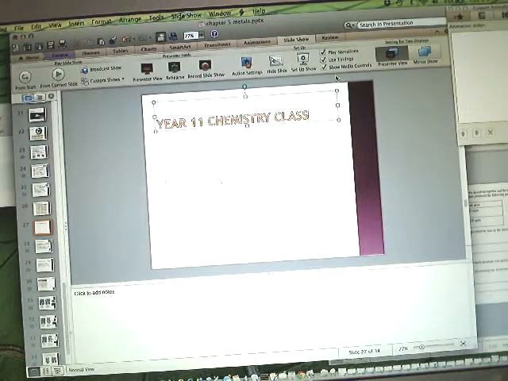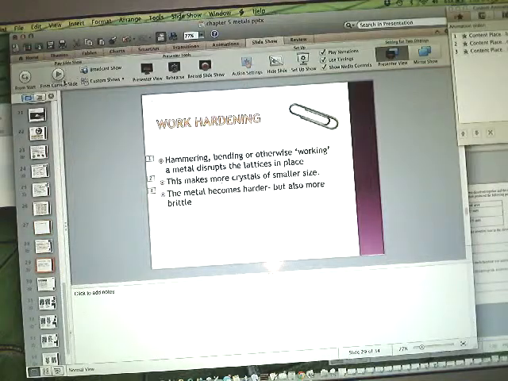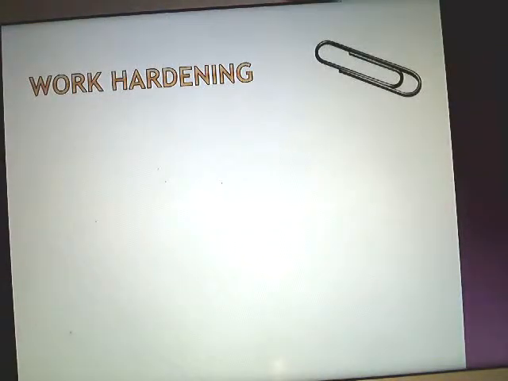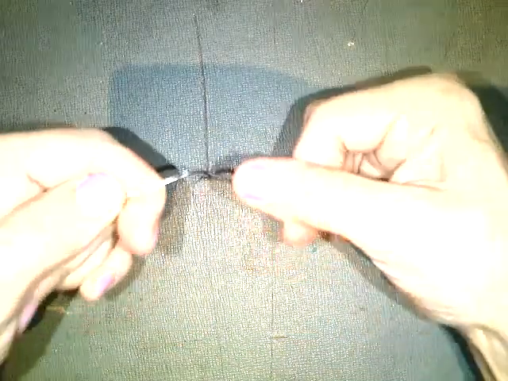One thing I did want to do before we move on is have a look at another way we can modify metals, and that is through work hardening. Now, I would have loved to get you guys to do this, take your anger out on a safety pin or a paper clip, but I'm sure you'll be able to do this at home. If I open up this paper clip, you'll notice it's quite malleable. Okay, I can bend it.